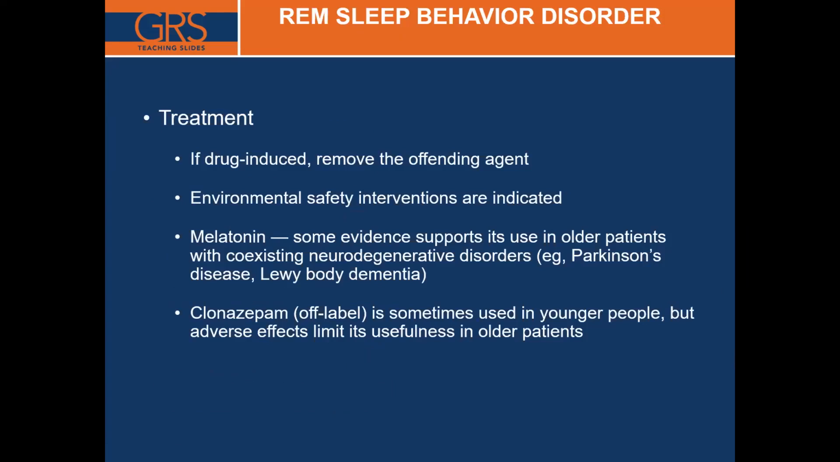Treatment for REM sleep behavior disorder: if it's drug-induced, remove the offending medication. Environmental safeties are indicated. So if bed rails need to be present so that people aren't falling out of bed, that may be a good idea too. Melatonin, there's some evidence to support its use in older patients who have Parkinson's or Lewy body dementia. Clonazepam off-label can be used in younger people for this condition, but in older adults, it may help with treating the REM sleep behavior disorder, but it may also increase the risk for cognitive issues, falls, hip fractures, and other issues. So typically we wouldn't use this in the elderly population.